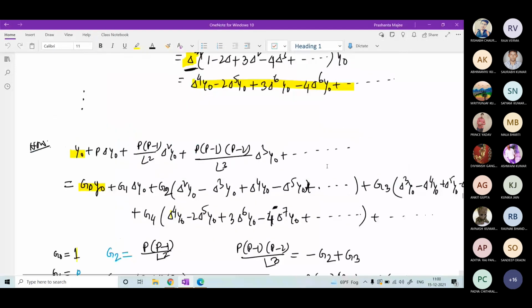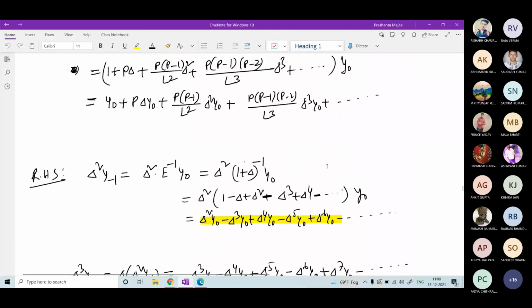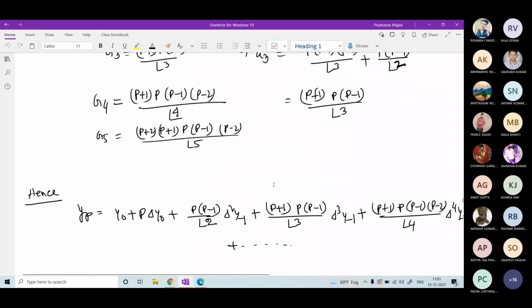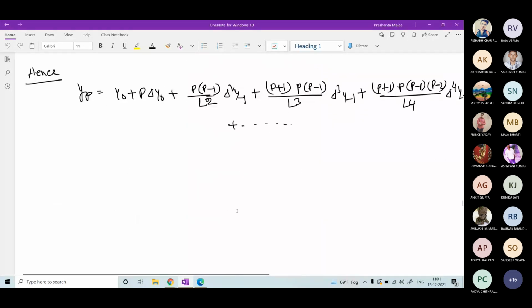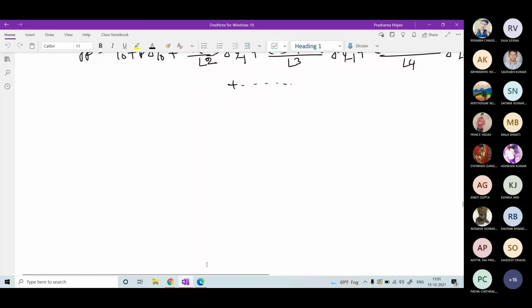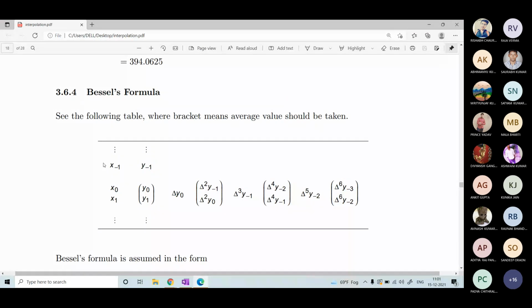In the last theory class, we discussed Gauss forward formula. Then I also discussed Gauss backward formula, and we discussed Stirling's formula, which is nothing but the average of Gauss forward and Gauss backward formula. So today we'll be discussing Bessel's formula, how the entries are taken from the forward difference table, and Everett's formula. Again, these are central difference formulas.